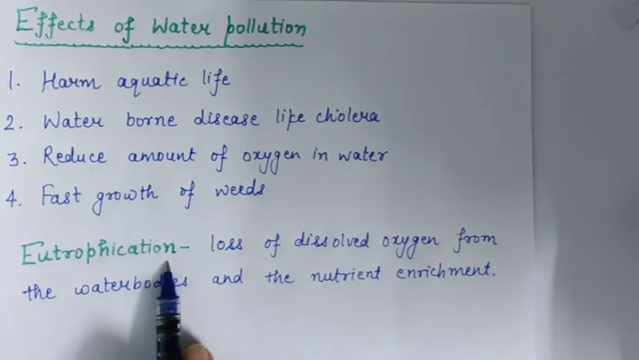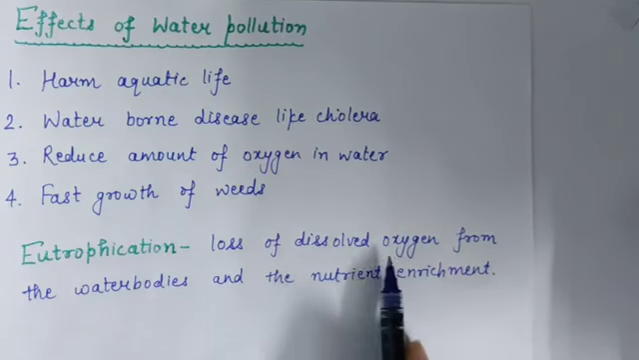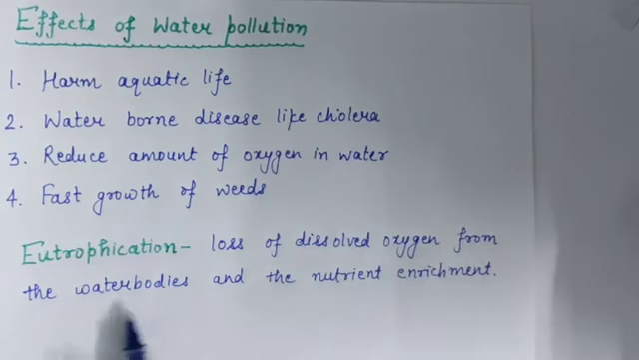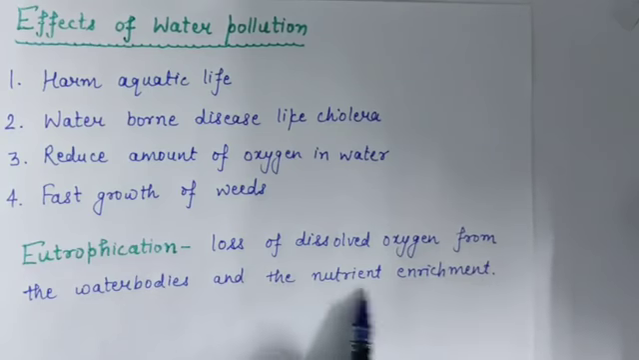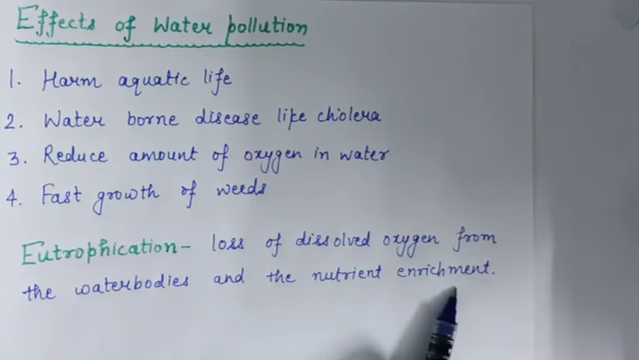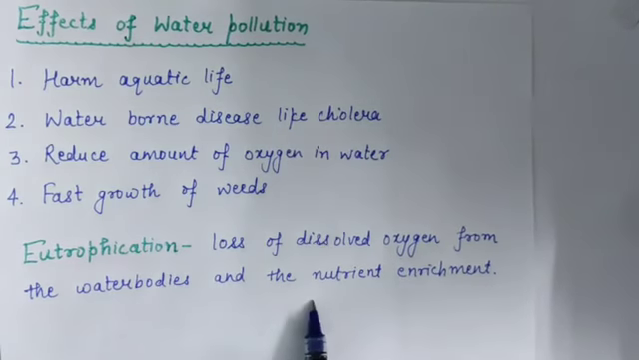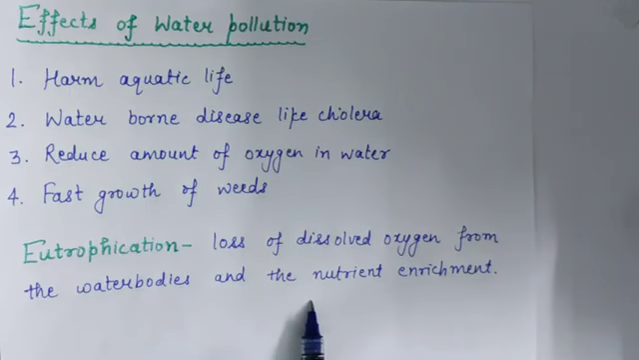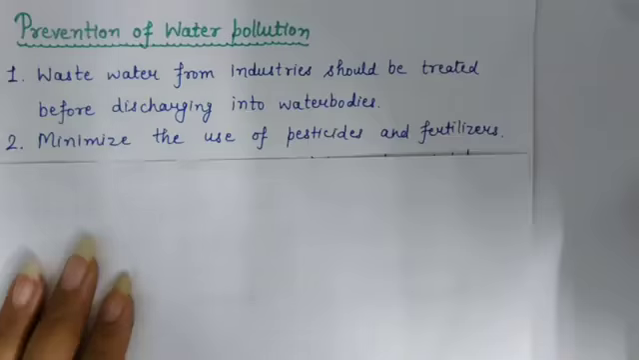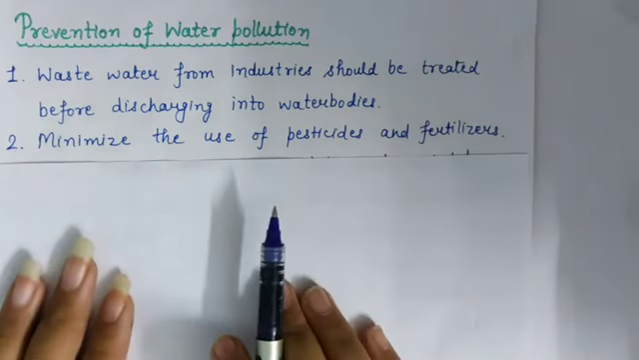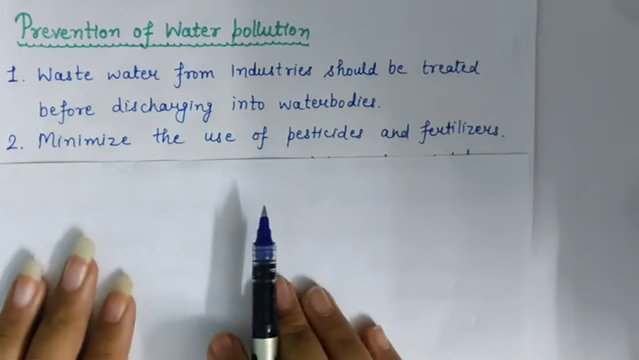Okay, what is eutrophication? Loss of dissolved oxygen from water bodies and the nutrient enrichment is called eutrophication. So these are some effects of water pollution. Now, how can we prevent our water from getting polluted? Now we will study some ways by which we can prevent water pollution.